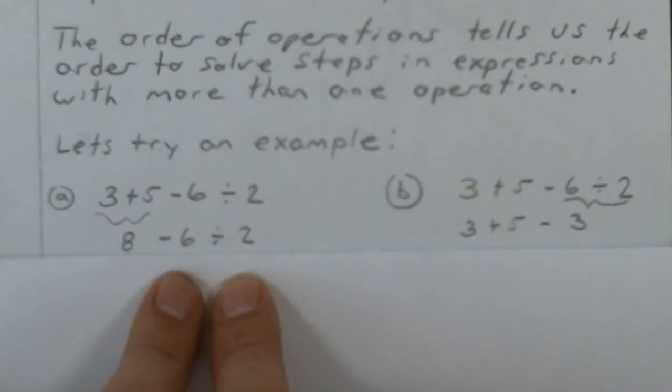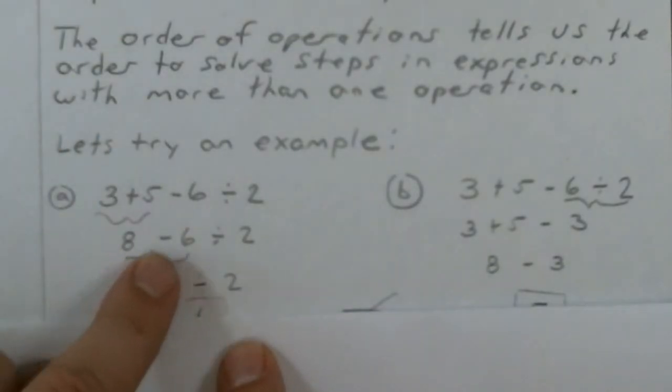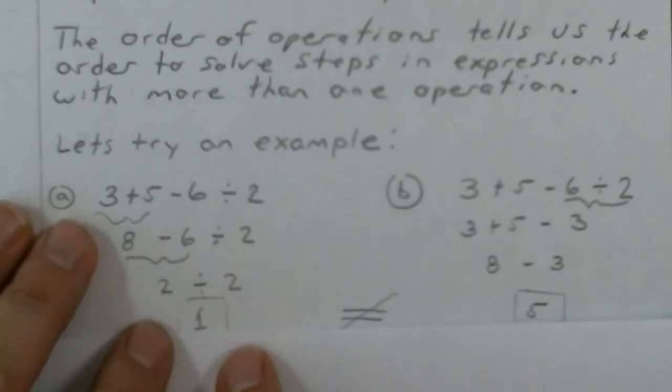Okay, and after that, what's the next thing to do here? Well, I'm going to go 8 minus 6 is 2. And then 2 divided by 2 is 1.